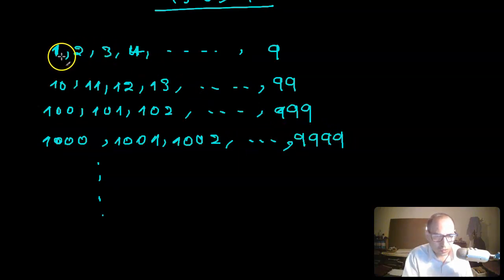In each row, you can see that the row starts with the smallest of such numbers, for example, the smallest one-digit number, and it ends with the largest possible one-digit number. Again, 10 is the smallest two-digit number, and 99 is the largest two-digit number. 100 is the smallest three-digit number, but 999 is the largest three-digit number. 1,000 is a four-digit number.